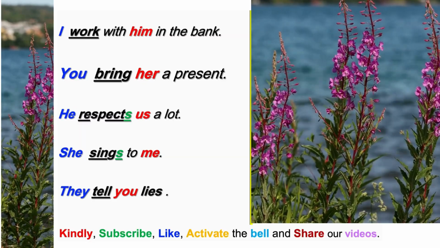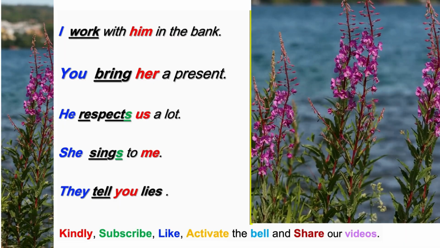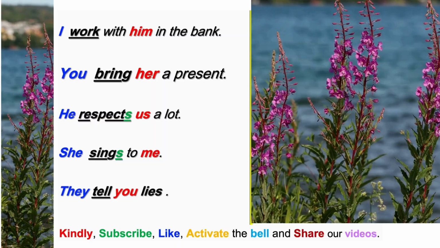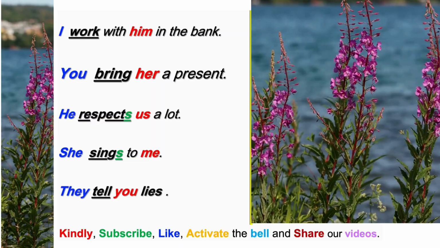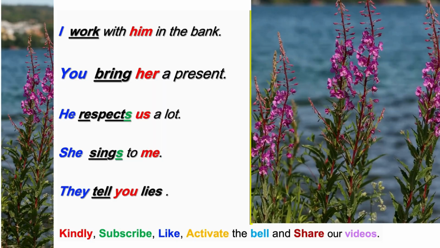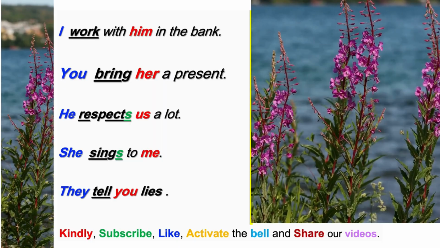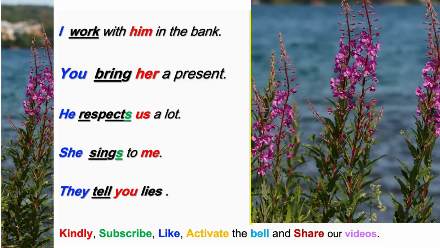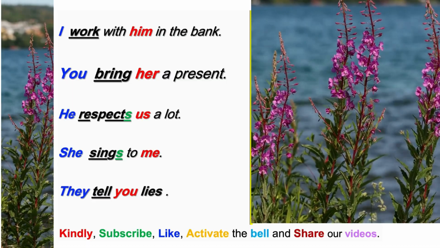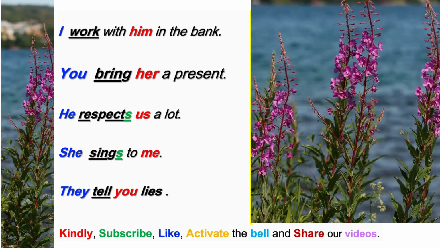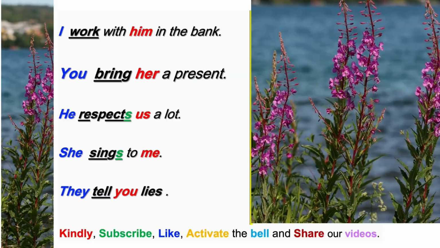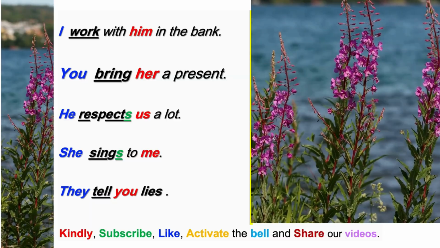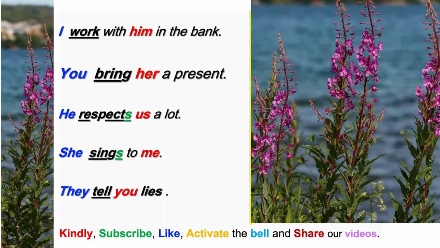I, subject pronoun, and him, object pronoun. I can say I work with you, I work with him, I work with her, I work with them. But I cannot say I work with I. No. I work with he, I work with she, I work with we, I work with they. No. So object pronouns we use after verbs.